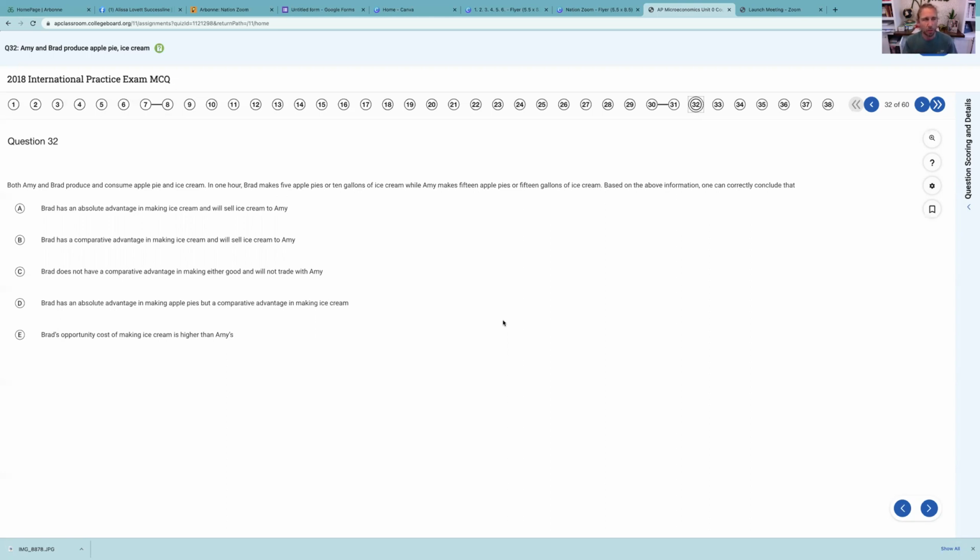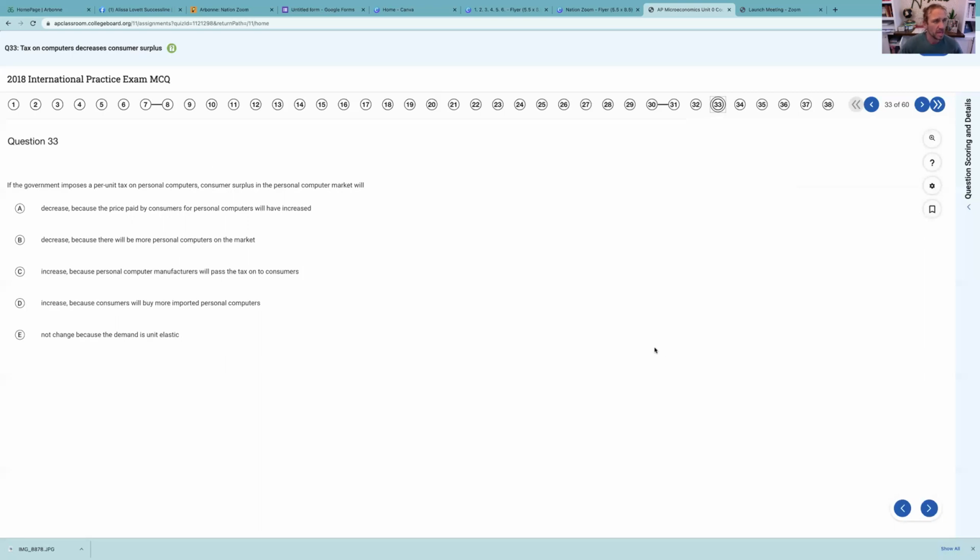If that didn't make sense to you, if it doesn't sync up with you that answer choice E is saying that Amy has a comparative advantage in ice cream, that's okay. If you draw your tic-tac-toe board, extra horizontal line, Brad makes 5 pies or 10 ice cream. That means that every time he produces 1 gallon of ice cream, he gives up making half a pie. And Amy, it's a 1-for-1 trade-off. So when Amy makes ice cream, she gives up a full pie. When Brad makes ice cream, he gives up half a pie. So Brad makes ice cream cheaper in terms of what he gives up when he produces a gallon. So Brad has a comparative advantage in ice cream. So answer choice B.